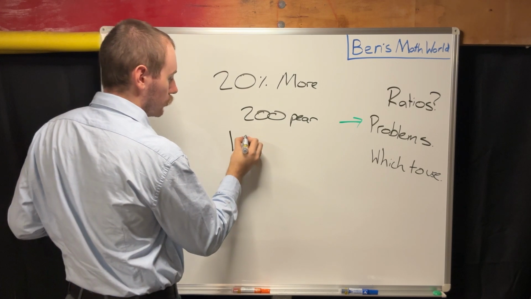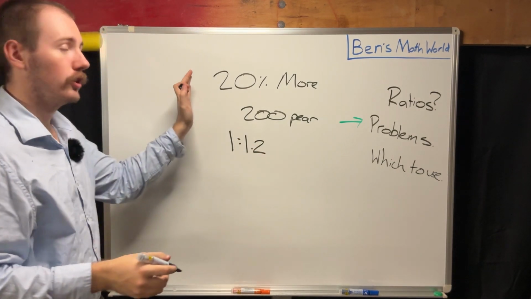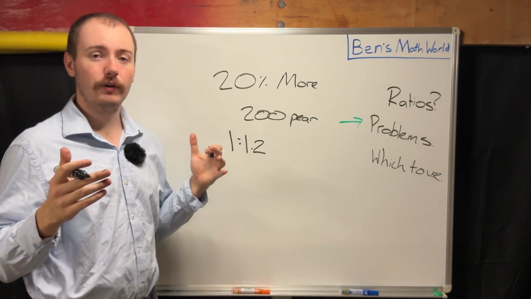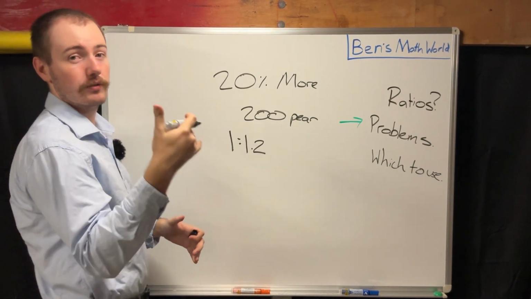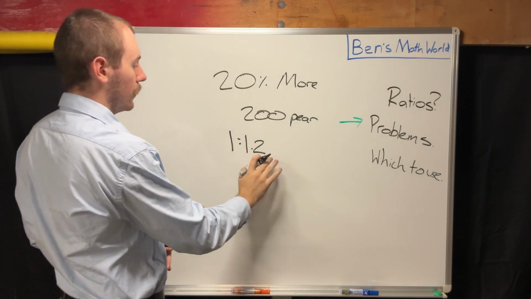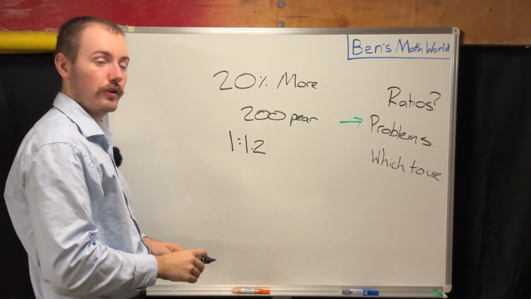So we're going to do it to 1.2. That's going to be our ratio, because 20%, when we turn that into a decimal, we got to divide by 100. 20 divided by 100 is 0.2. So we add that 0.2 onto our 1, and now we have a ratio of 1 to 1.2.